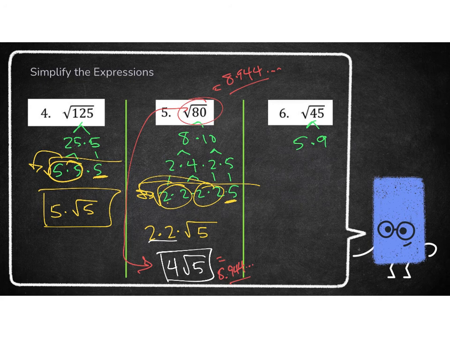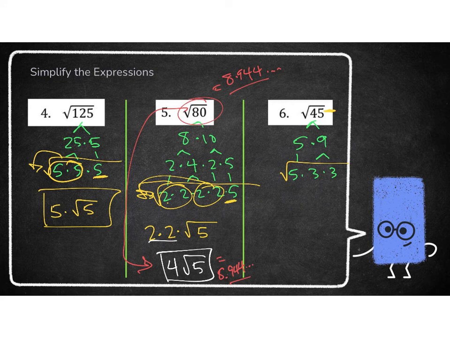And then 5 cannot be broken down anymore, so that's just a 5. And 9 is 3 times 3. 5, 3, and 3 are all prime. You can't do anything else with them. So that's what's under the radical. That's the prime factorization of 45 there.